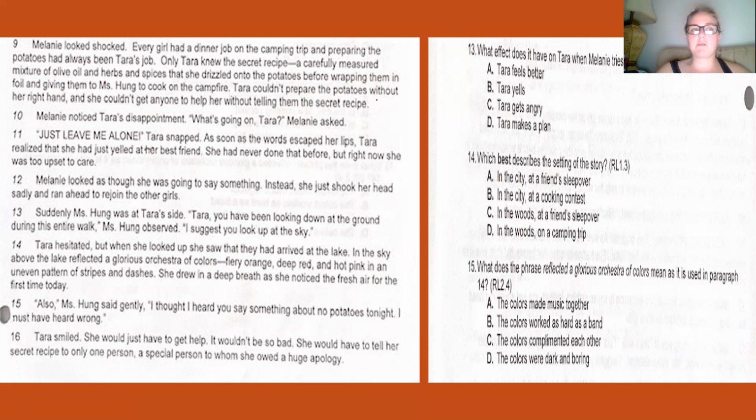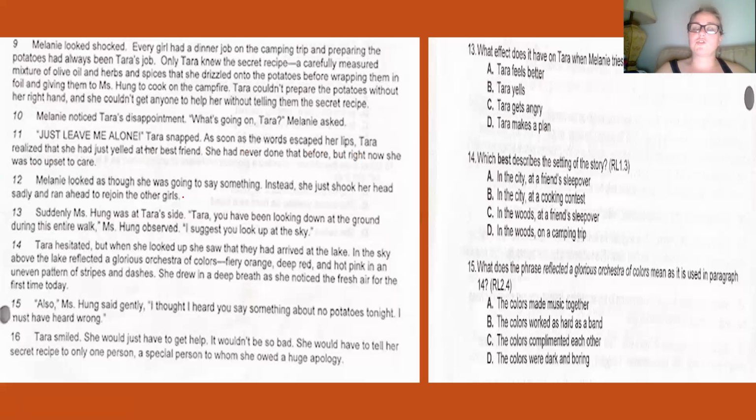Tara couldn't prepare the potatoes without her right hand, and she couldn't get anyone to help her without telling them the secret recipe. Melanie noticed Tara's disappointment. "What's going on, Tara?" Melanie asked. "Just leave me alone," Tara snapped. As soon as the words escaped her lips, Tara realized that she had just yelled at her best friend. She had never done that before, but right now she was too upset to care.